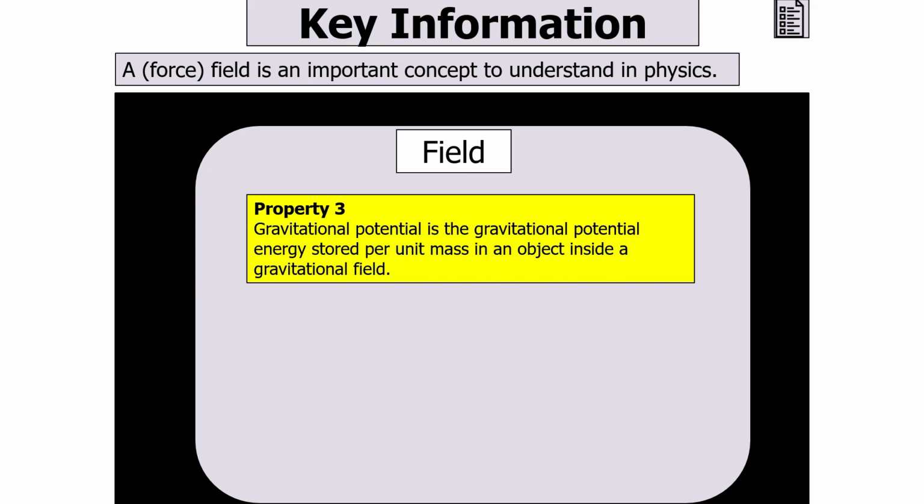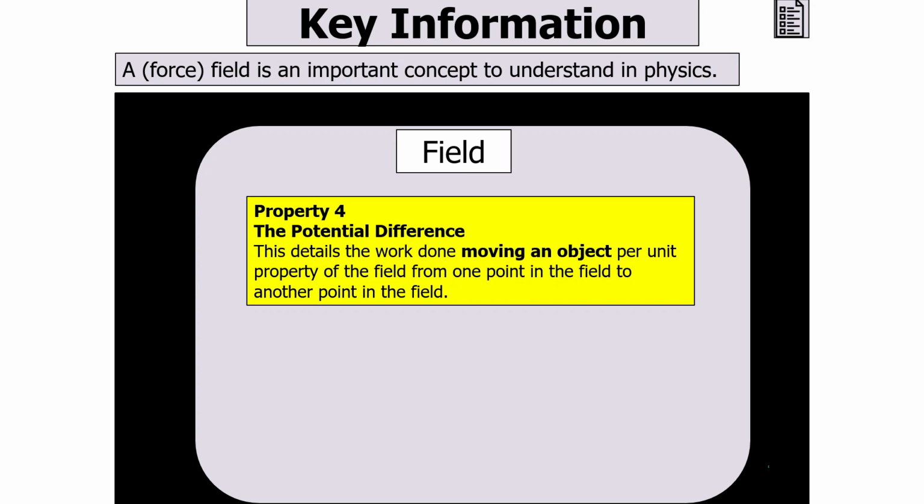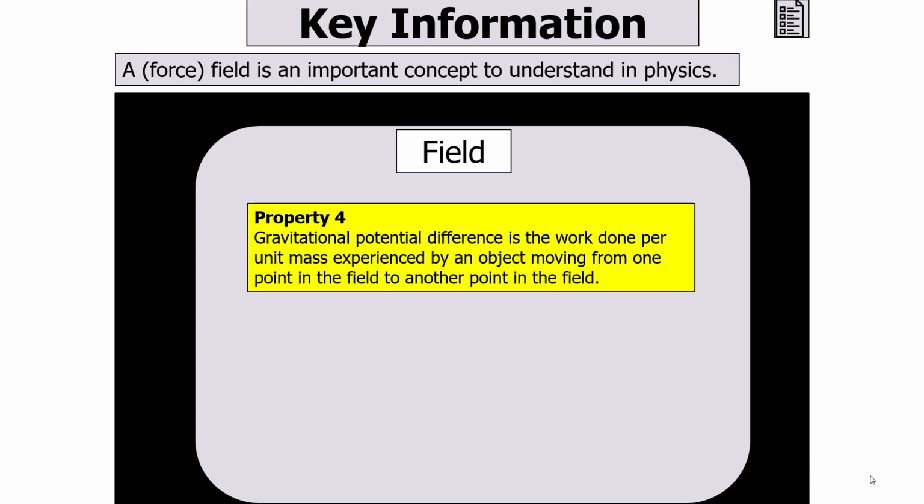Now the fourth property is our potential difference. So this details the work done moving an object per unit property of the field from one point in the field to another point in the field. So the gravitational potential difference is the work done per unit mass experienced by an object moving from one point in the field to another point in the field.